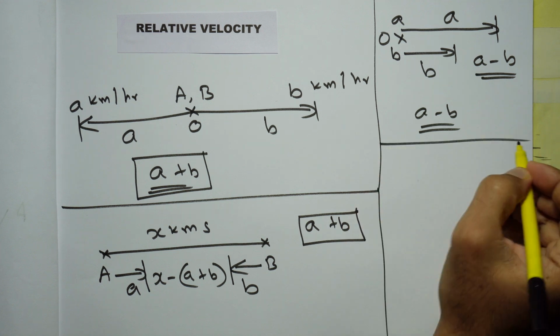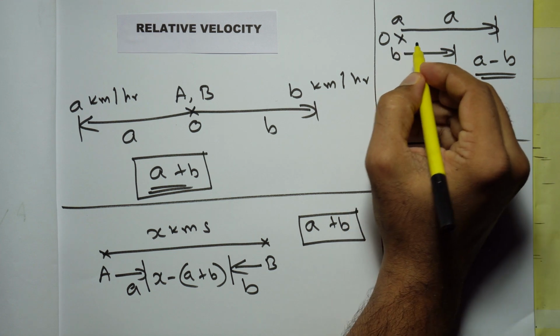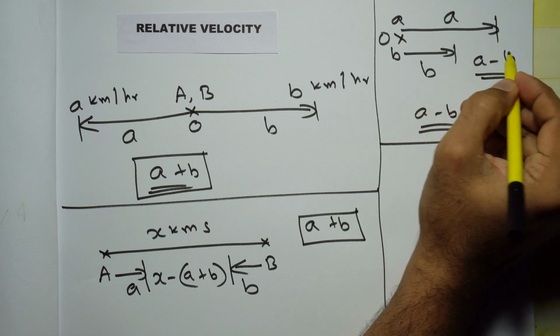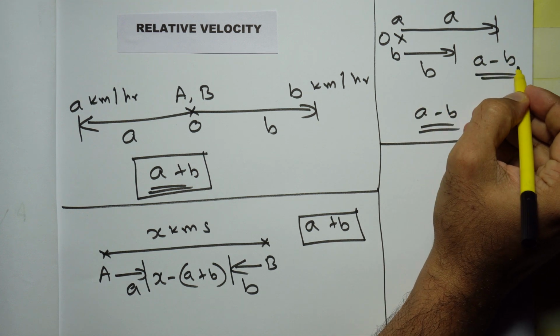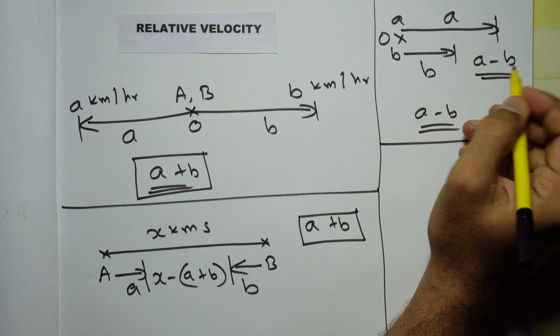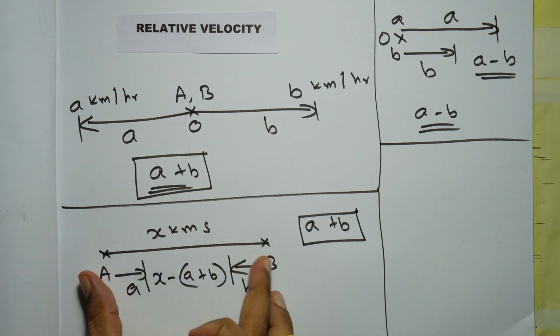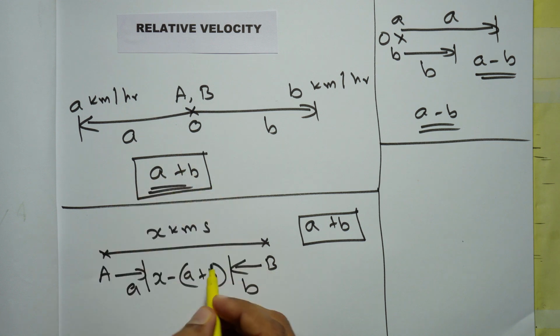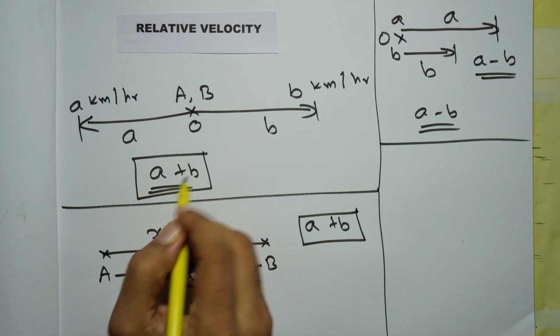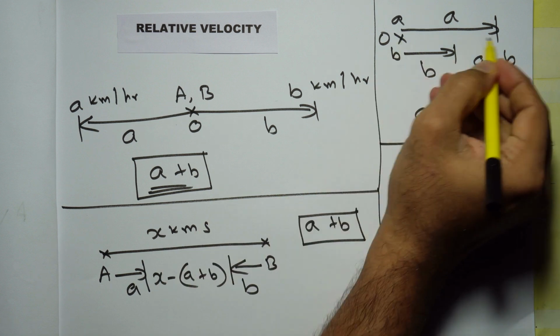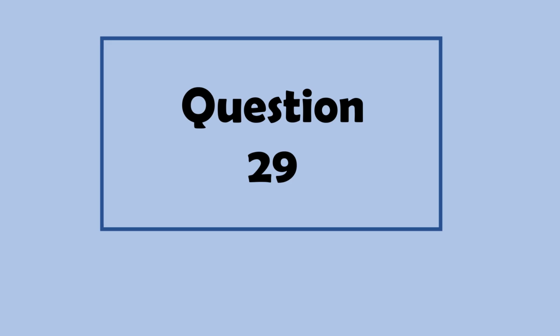So I can generalize like this. Two people, they are moving in the same direction. Then relative velocity will be the difference of their speeds. It will be A minus B. They are moving in opposite directions. They are getting further apart or they are getting closer. Whenever they are moving in opposite directions, relative velocity is always A plus B. Same direction, A minus B.